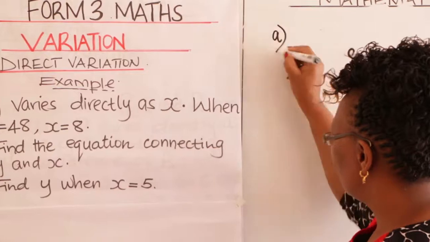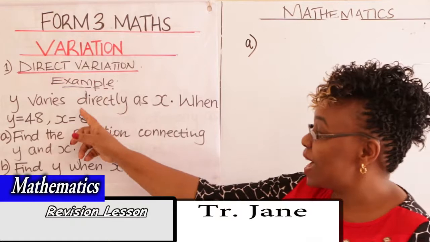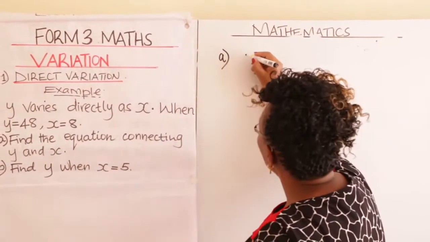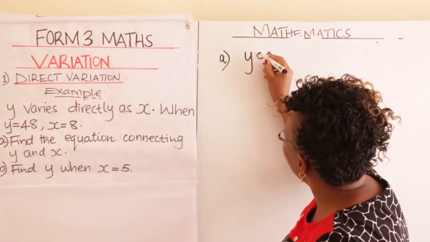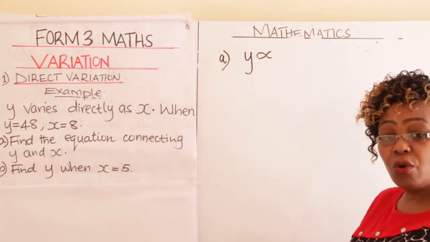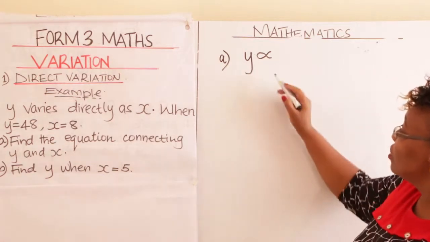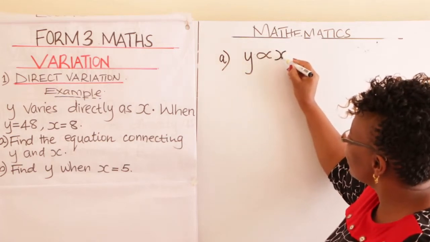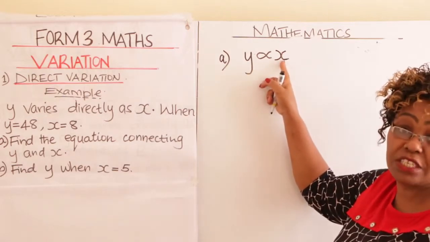You start with the first sentence. Y varies directly as x. How do you write that in short? You write y, then you put a proportionality sign here, that symbol. We call it a proportionality sign, and it just shows that they are varying, they are changing. So y, proportionality sign, then you write your x on this side. Look at that. Y, proportionality sign, and then the other quantity on this side.